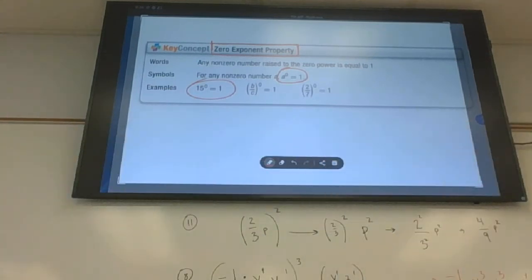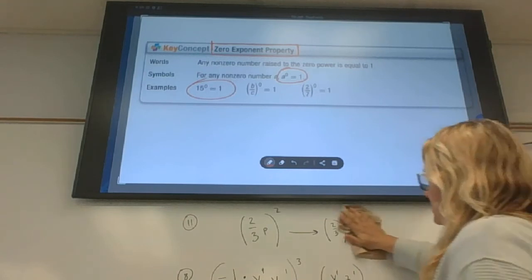Anything to the power of 0 is 1? Why is it 0? Why would it not be 0? And you're just making this stuff up.